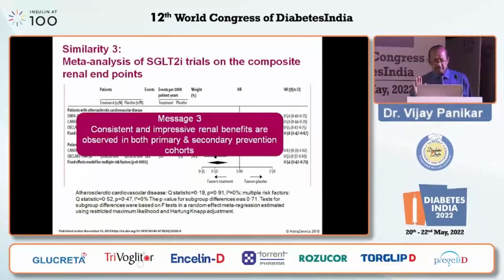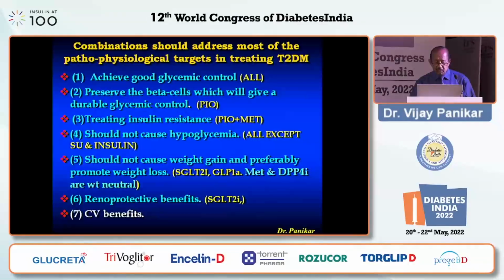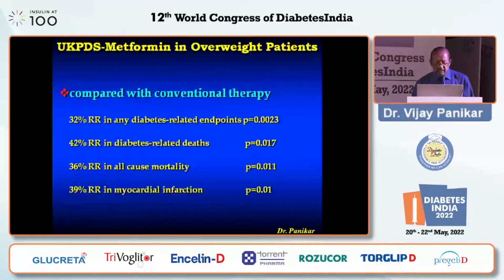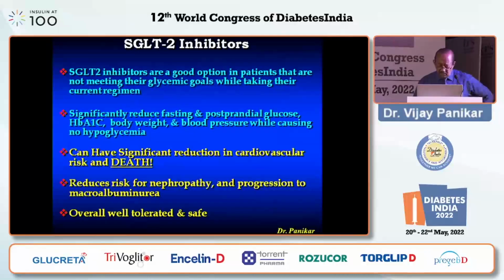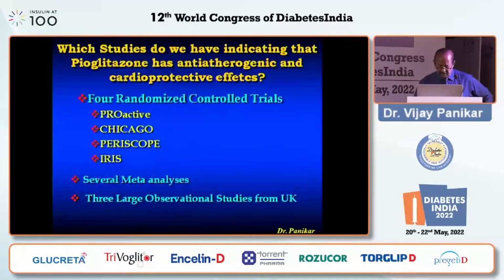SGLT2 across the board. All the molecules have shown consistent and impressive renal benefits in both primary and secondary prevention. What do you mean by primary? You could be on an SGLT2 and prevent a nephropathy from taking place. You could have a patient who already has a nephropathy, and it could be reversed with the use of an SGLT2. So when you talk of renoprotection, SGLT2. Cardiovascular benefits, UKPDS has shown metformin, and that was the reason why metformin was really approved in the US. So SGLT2 are a good option in patients who are not meeting their glycemic control. I have already discussed SGLT2.